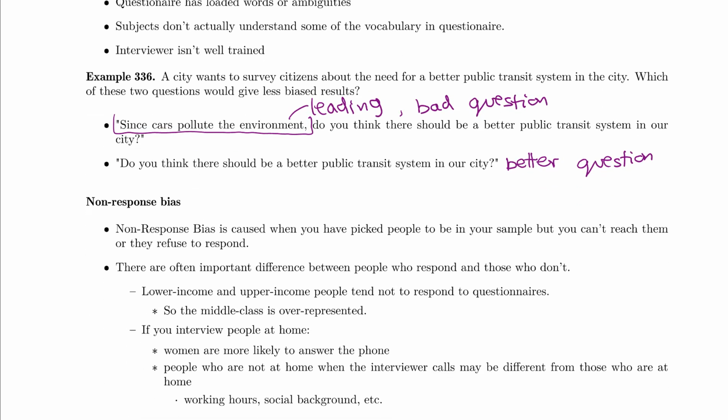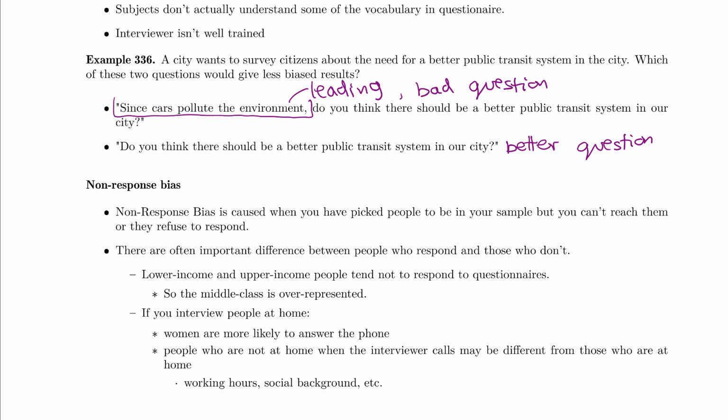Then non-response bias is caused when you have picked people to be in your sample, but you can't reach them or they refuse to respond. We found that there's important differences between people who respond and those who don't. So lower income and upper income people usually don't respond to the questionnaires. So the middle class is actually overrepresented. Also, if you interview people at home, women are more likely to answer the phone. Now, some of these things might be slightly out of date. That might not be as true anymore.